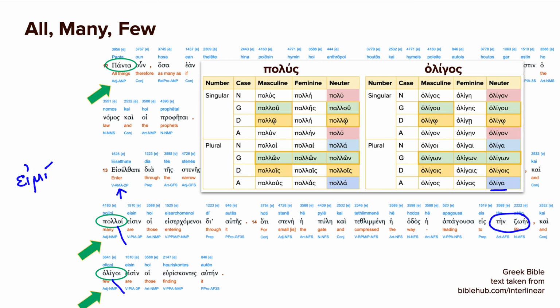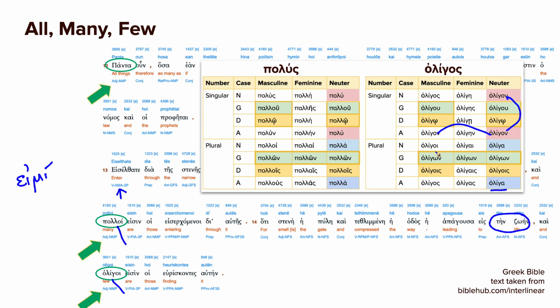And then oligos is similar to other adjectives with this oligos, oligē, oligon, oligou, oligēs, oligou, very similar to our definite article. Oligō, oligē, oligō. Oligon, which is the same as the neuter. So notice oligon here is the same as oligon here, which is the same as the accusative. So you need the context to tell you what that oligon would be.